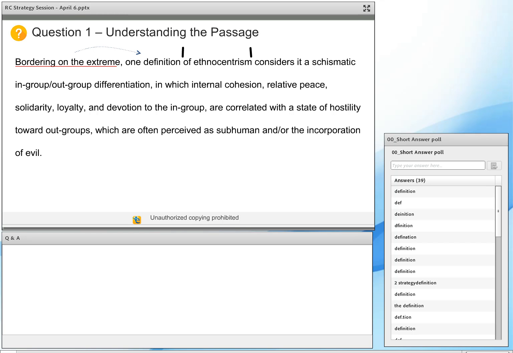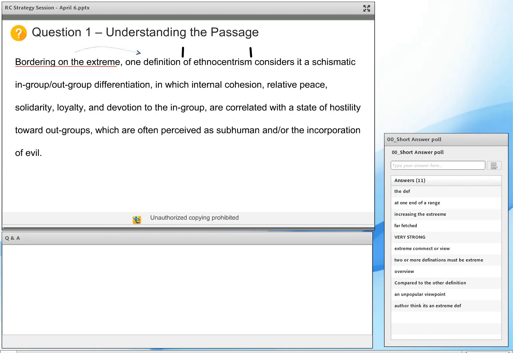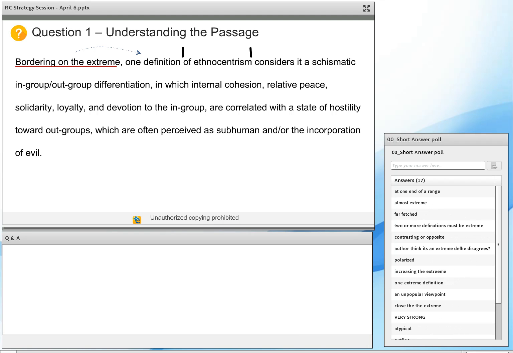Okay, now bordering on the extreme, what does that mean? Now, what does bordering on the extreme mean by itself? It's not the overview, but what does it mean? Extreme view, yes. So what the author intends to say over here is that this one definition of EC is at one end of the range. Absolutely right. It's an exaggerated definition. It's an extreme definition. That's what the author is saying. Okay. Now let's read further.